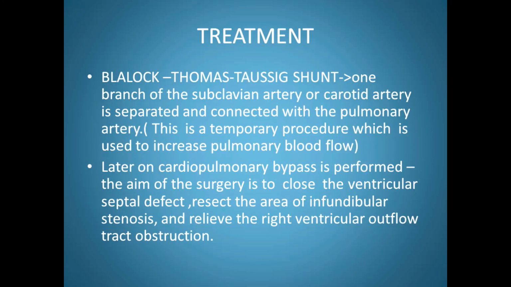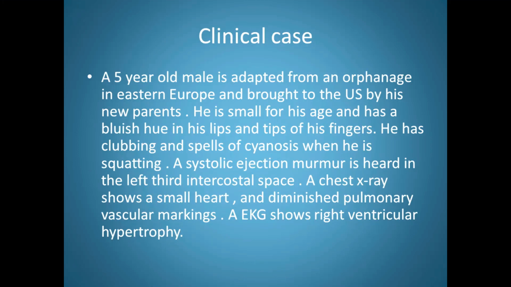The main treatment is surgery. Temporarily, we can do a Blalock-Taussig shunt or BT shunt. One branch of the subclavian artery or carotid artery is separated and connected with the pulmonary artery. This is a temporary procedure which is used to increase the pulmonary blood flow. Later on, cardiopulmonary bypass is performed. The aim of the surgery is to close the ventricular septal defect, resect the area of infundibular stenosis, and relieve the right ventricular outflow tract obstruction. So this was the treatment.